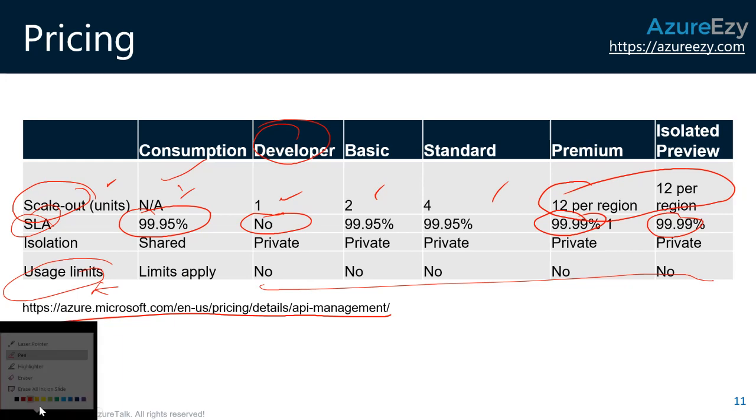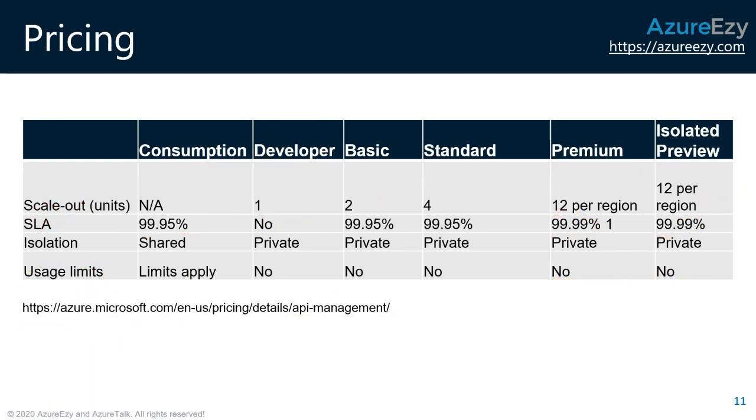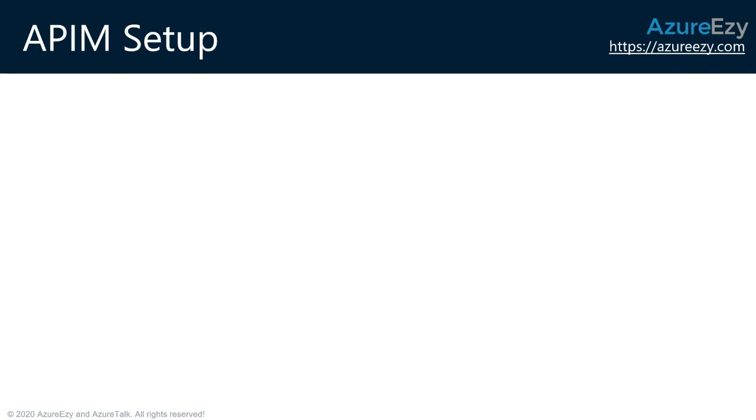Now let me go back to the next slide, APIM setup. So what essentially do you require when you are setting up your APIM instance for an API that you already have? So you already have an API.